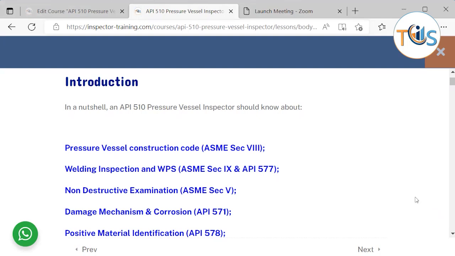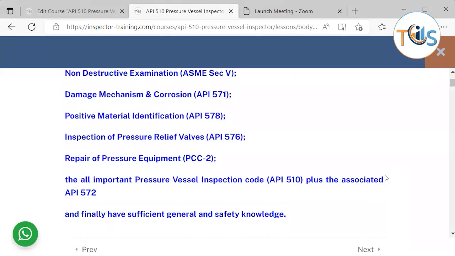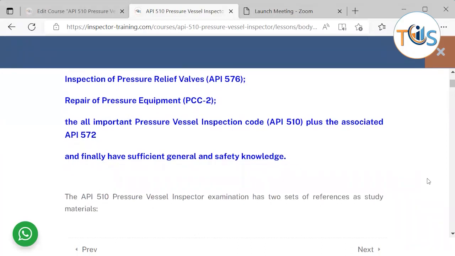In a nutshell, the Pressure Vessel Inspector should know about ASME Section 8, Pressure Vessel Construction Code, Welding Inspection and WPS, ASME Section 9 and 577, Non-Destructive Examination, ASME Section 5, Damage Mechanism and Corrosion, API 571, Positive Material Identification or Material Verification Program, API 578, Inspection of Pressure Relief Valves, API 576, Repair of Pressure Equipment, PCC-2, this is the ASME document, and the all-important Pressure Vessel Inspection Code plus the associated API 572, Pressure Vessel Inspection Practice, and finally have sufficient general and safety knowledge.